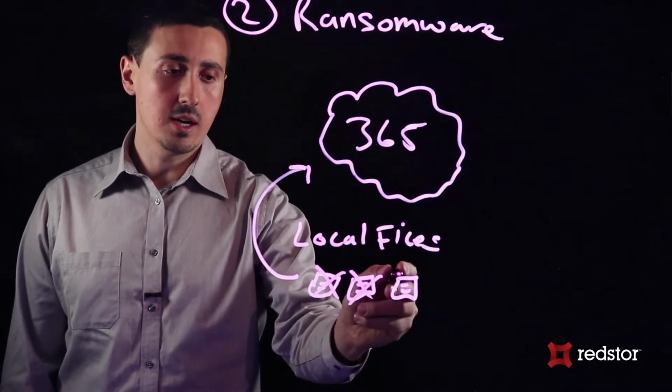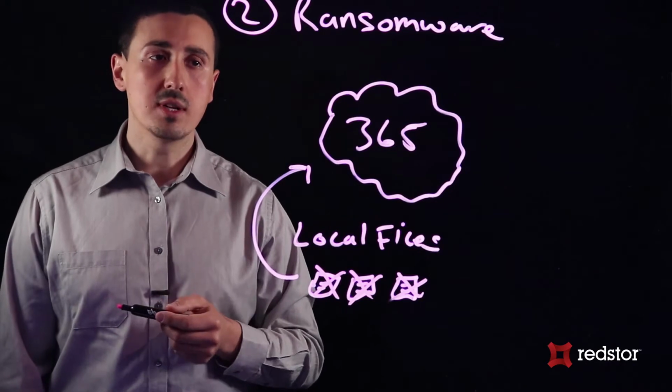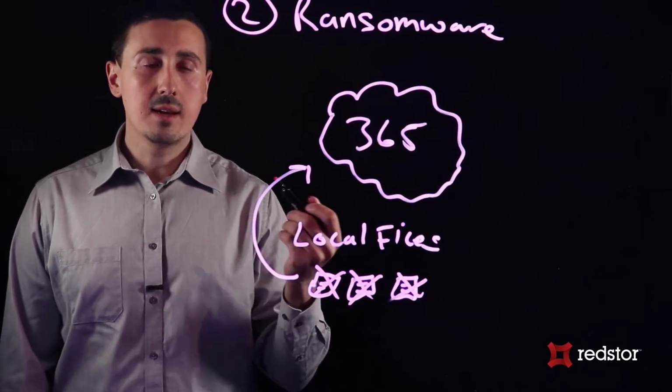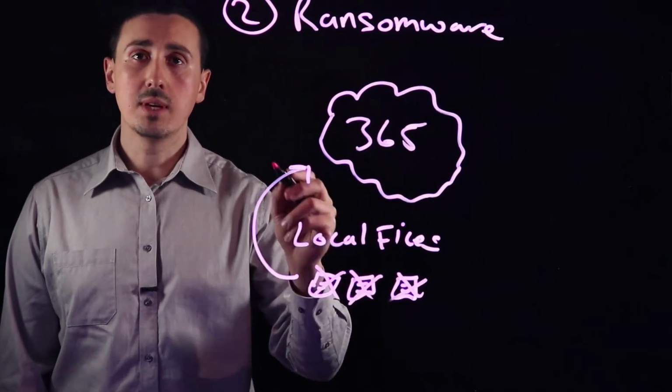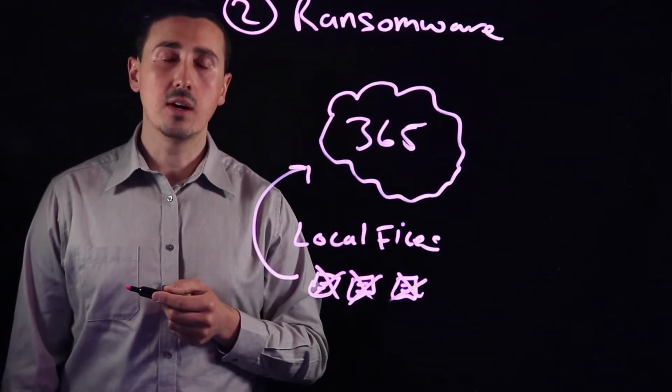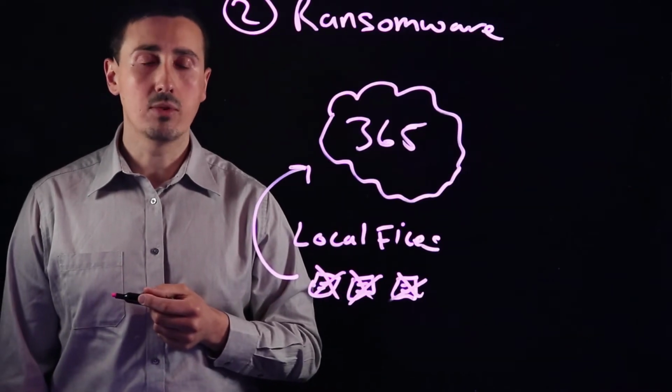So let's just assume there we've had ransomware attack our files. They've then been synced into Office 365. It's then important that we actually have an off-site backup of those files so that we can recover them either directly back into Office 365 or alternatively recover them back to our on-premise storage.